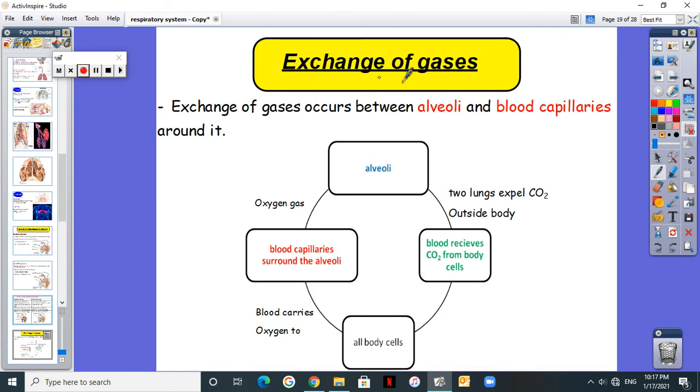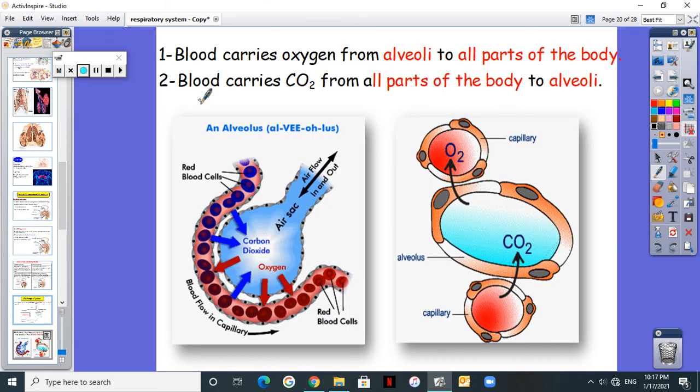Let's learn about the exchange of gases. We said before that the exchange of gases occurs between the alveoli and the blood capillaries around them. This is the alveoli and this is the blood capillaries, and exchange of gases means that the blood carries oxygen from the alveoli to all parts of the body, and also carries carbon dioxide from all parts of the body to the alveoli to get the carbon dioxide out of your lungs during exhalation.